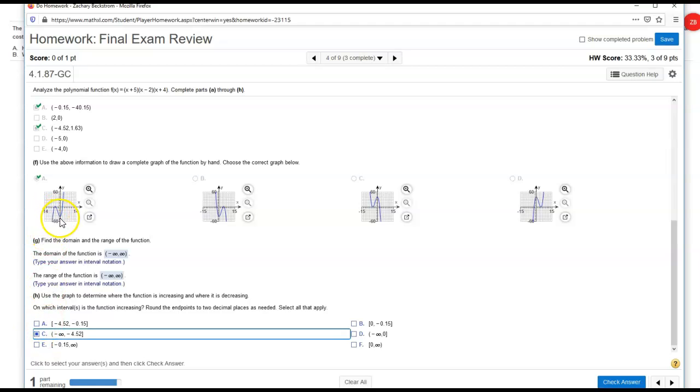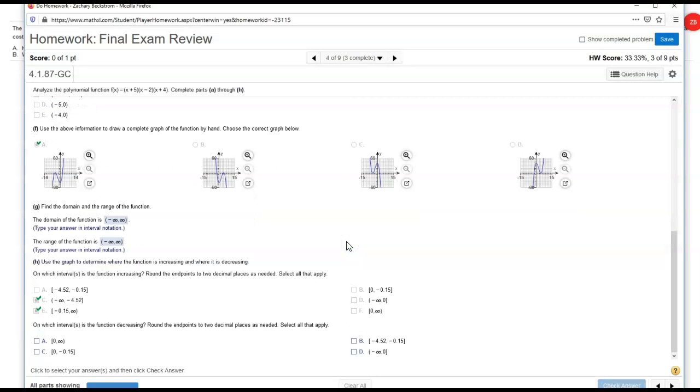And then it decreases, and then it increases from that negative 0.15 x value all the way to positive infinity. So that is right here. These should be the 2 intervals on which this function is increasing. And then the decreasing part is just going to be from that negative 4.52 here to that negative 0.15. So that is this one right there, and it's only decreasing from those x values.